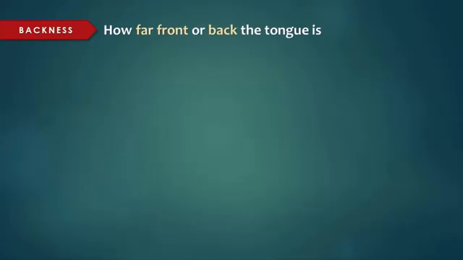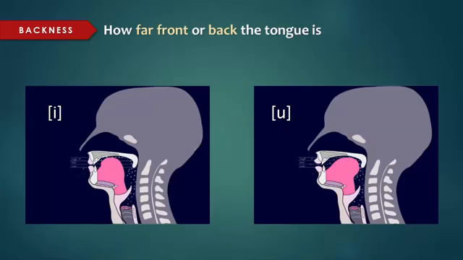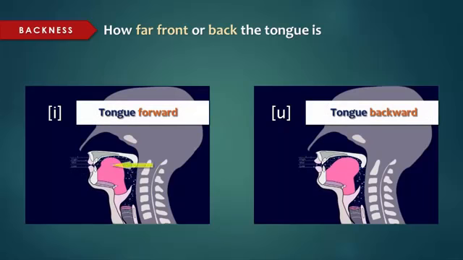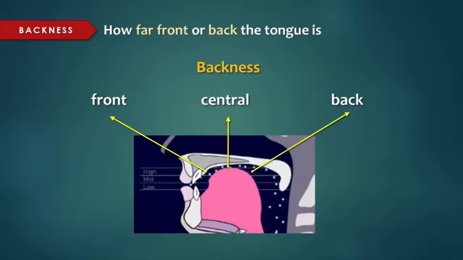Backness refers to how far front or back the tongue is when producing the vowel. As with vowel height, this can be tricky as it takes some practice, but consider the vowels E and Oo. If you say these vowels in succession, you may notice that your tongue is moving forward and backward as you say E, Oo, E, Oo, E, Oo. In terms of backness, vowels are either considered front, central, or back. Remember that E is a high vowel, but it's also a front vowel, while Oo is a back vowel.